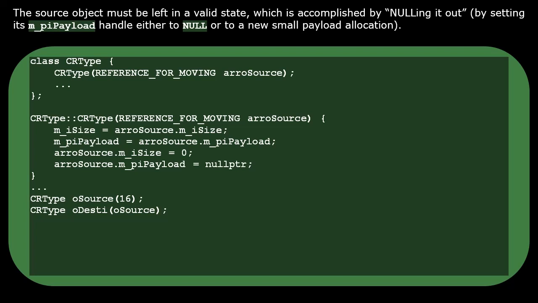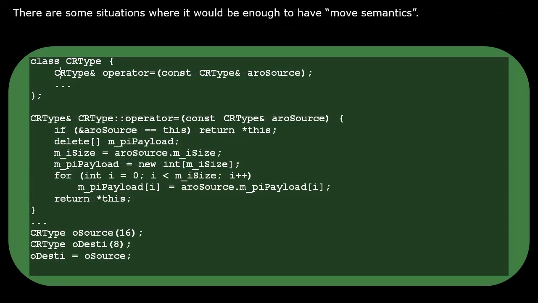This function that used to be called a copy constructor is now called a move constructor. You can make the same kind of change to the copy assignment function, turning it into a move assignment function.